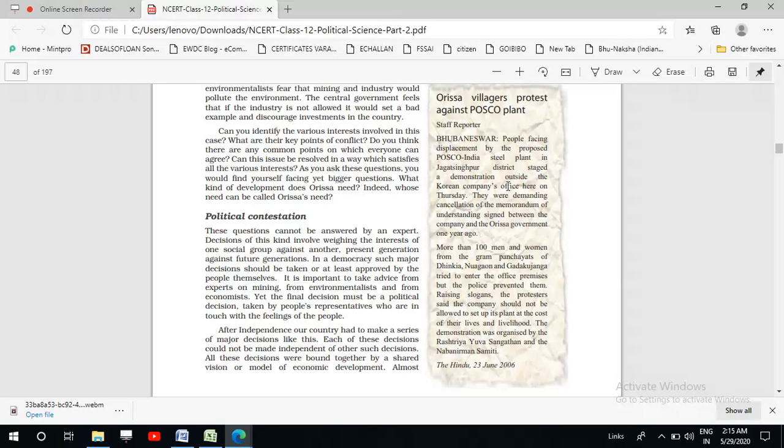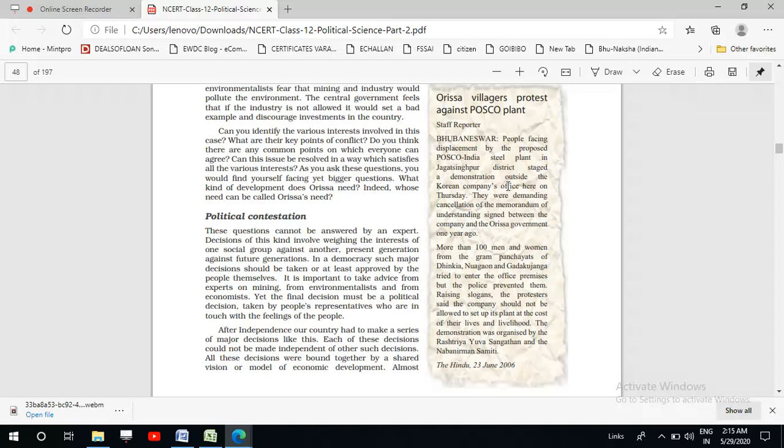And more than 100 men and women from the Gram Panchayats of Rinkia, Nuagaon, and Gatak Junga tried to enter the office premises, but the police prevented them.